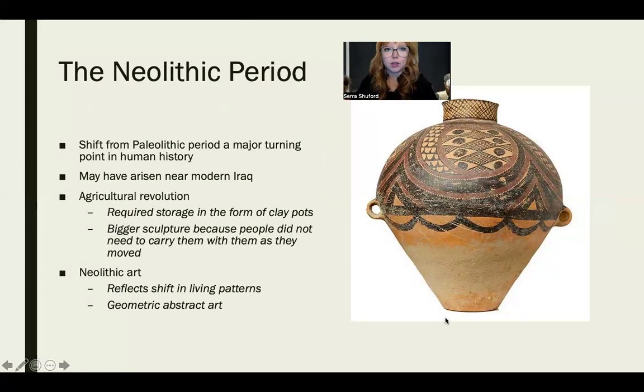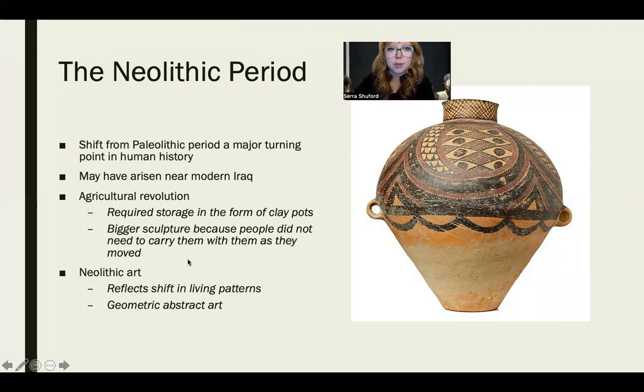In the Neolithic period, so we're moving forward from the Paleolithic, the earliest, to the Neolithic, which in this set of lessons is the middle, there's a huge shift from the Paleolithic period. We start to see an agricultural revolution, which required storage in the form of clay pots. So we start to see these vessels come up more commonly.